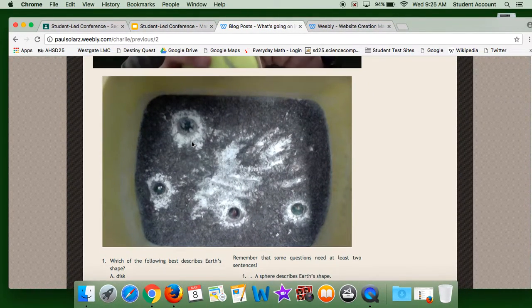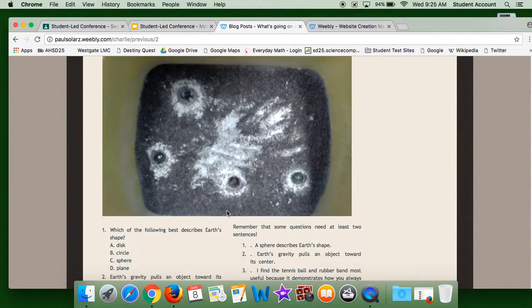And this is trying to represent craters by dropping marbles in. It was really fun because you got to drop stuff and it was hands-on.